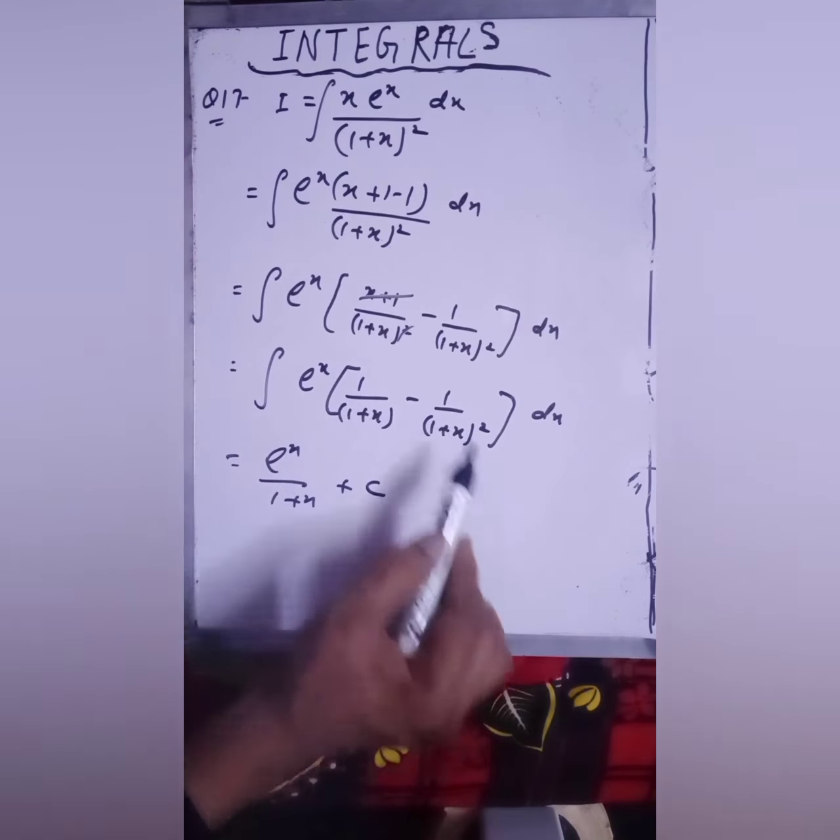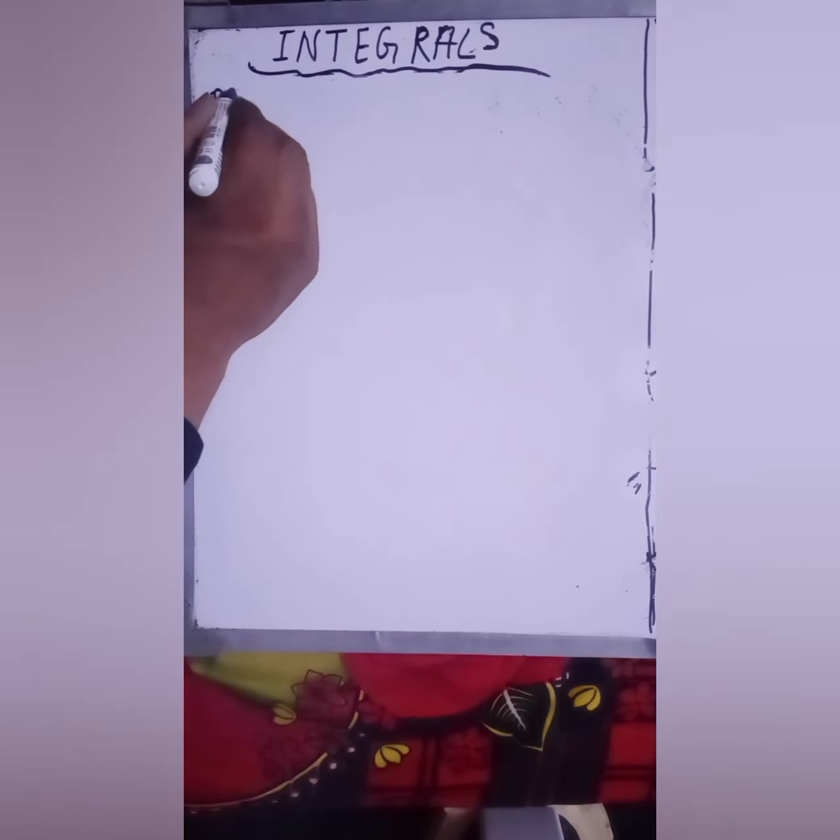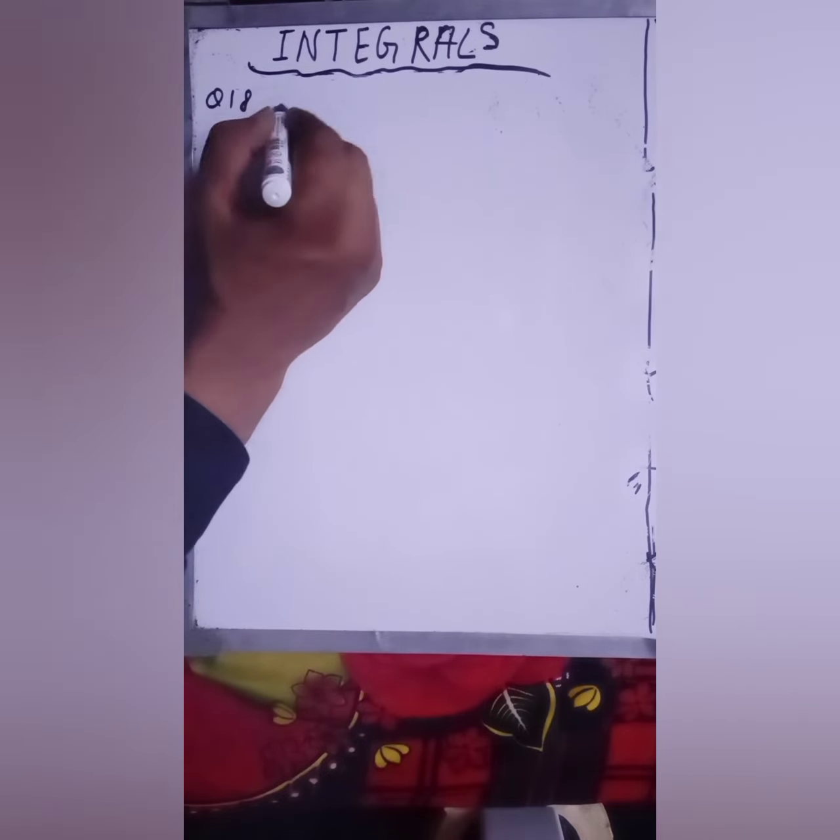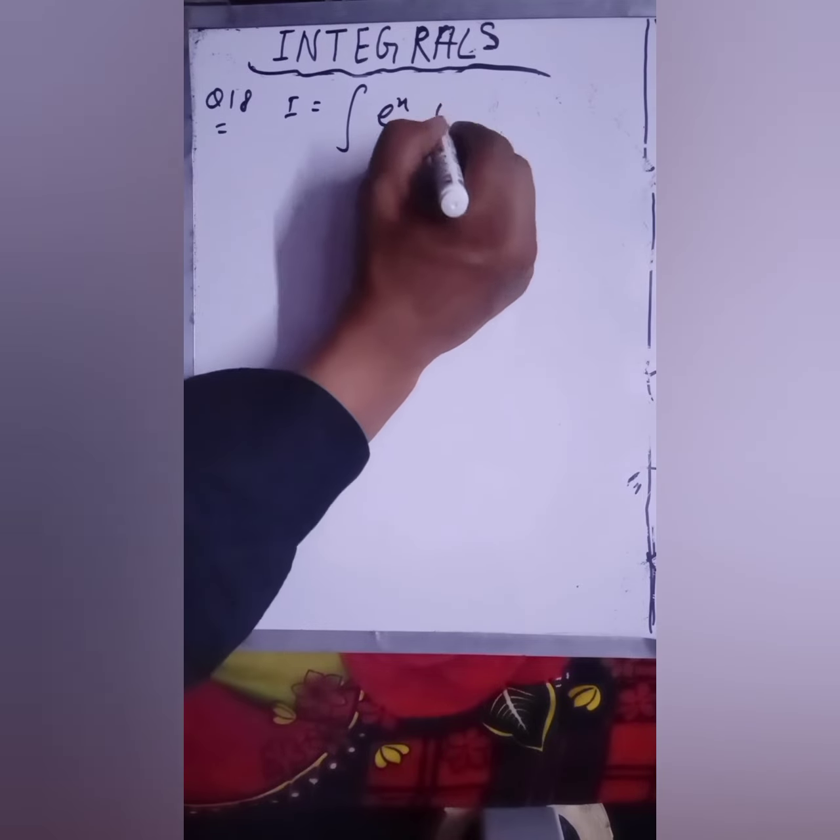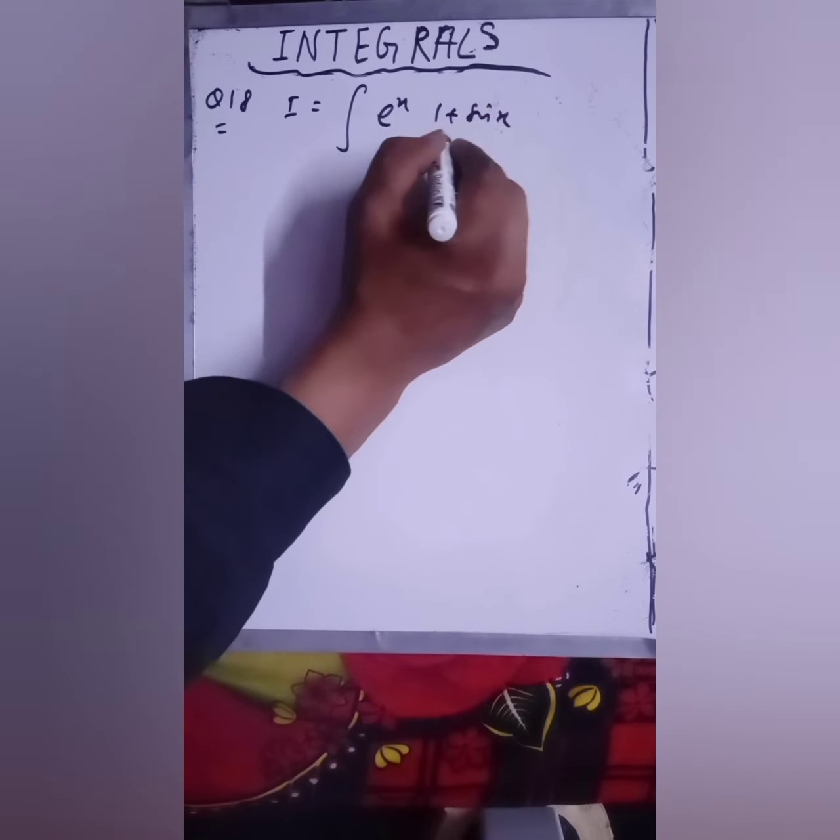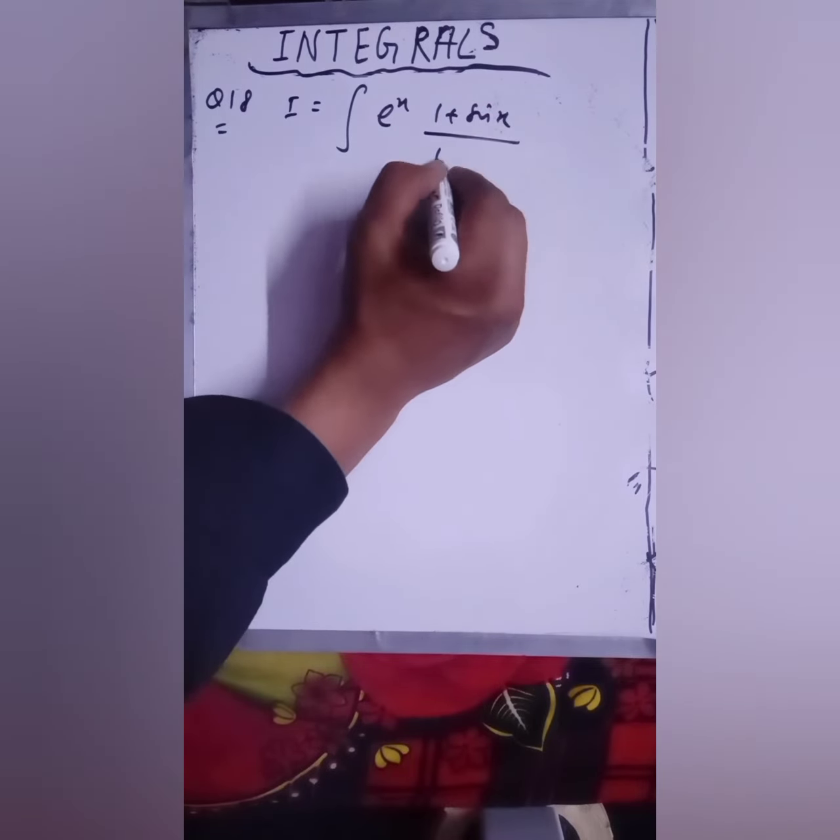And the next is question number 18. So I am solving it, just wait. In question number 18, the integral I is given to us, that is e^x times (1 plus sin x) over (1 plus cos x). This is given to us.